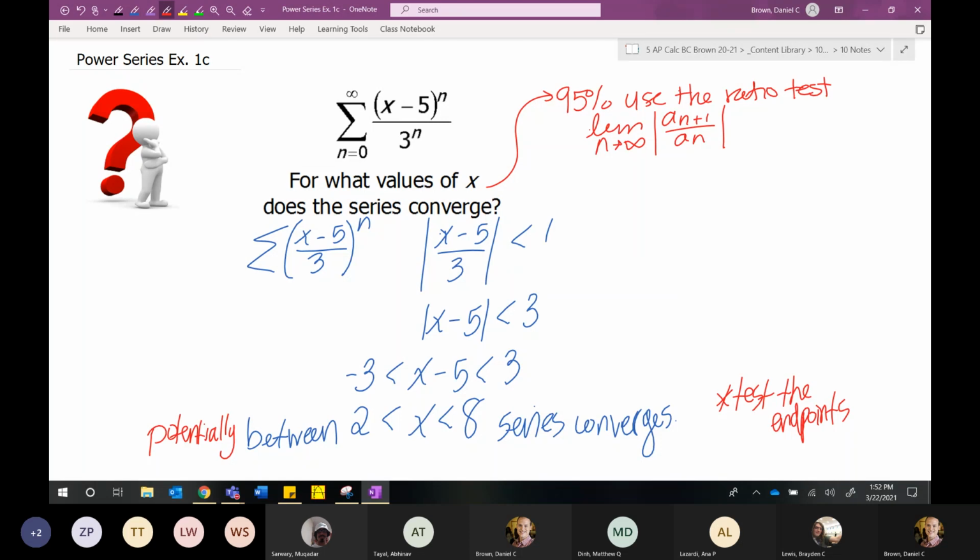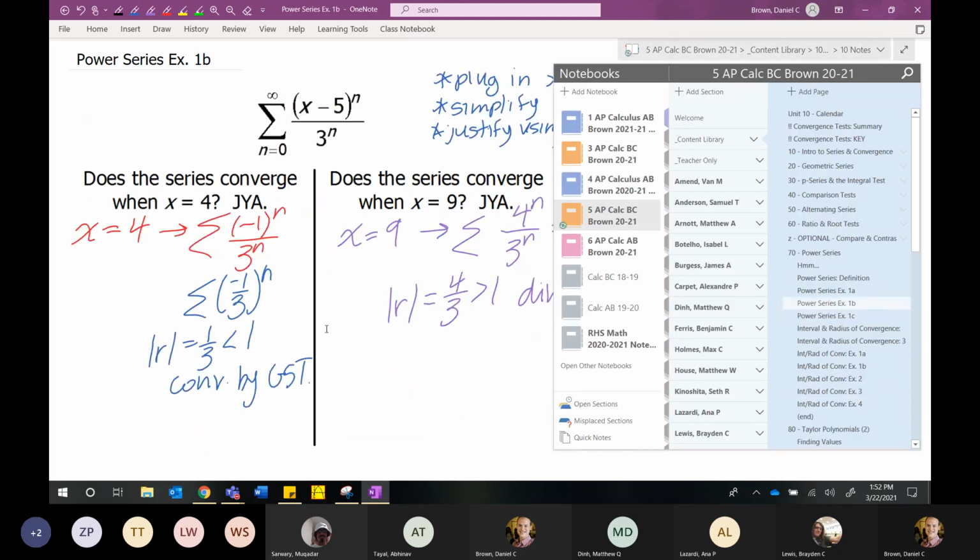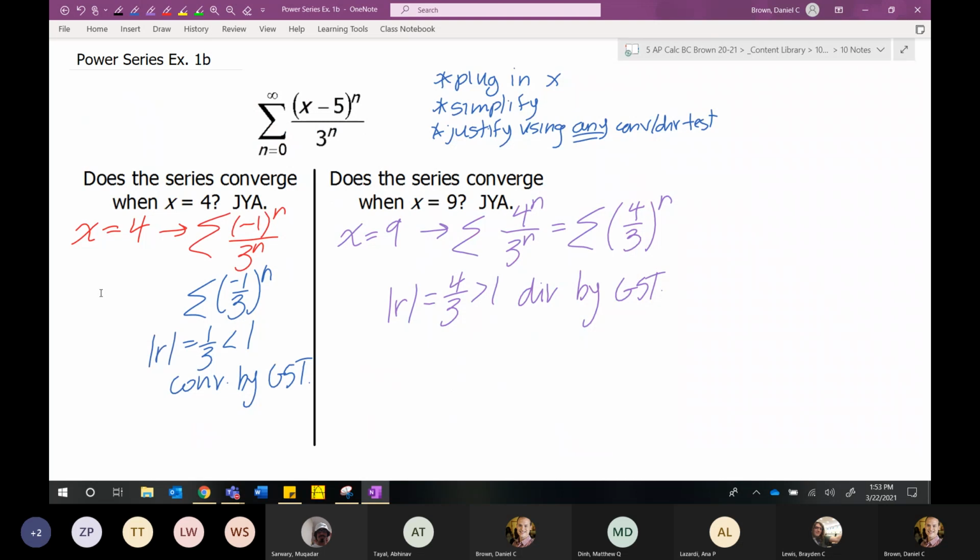Let's add some more vocabulary words. What do we call that interval? We're saying that basically between 2 and 8 this series is converging. Which does make sense if you look at what we just did on the previous slide. When we found x is equal to 4, we said it was converging. That is between 2 and 8. When we tried x equal to 9, it diverged. That was outside the interval from 2 to 8.